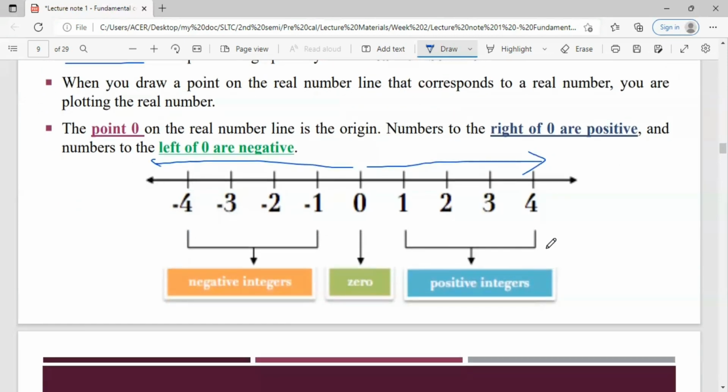So here 0, positive integers, here negative integers. These are integers, right? But inside we have some other values, no? So we can't say integers. All numbers. Correct, numbers, not integers. I think that's better. Numbers, right? Yes, numbers. Because we know that integer means positive or negative whole numbers, right?